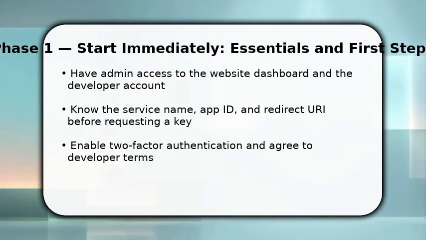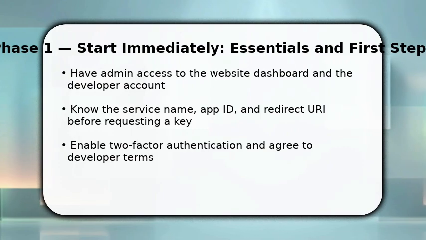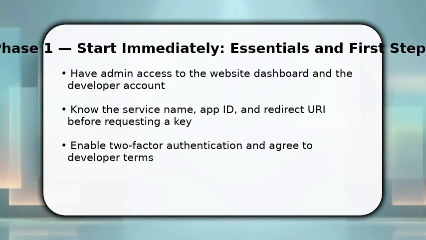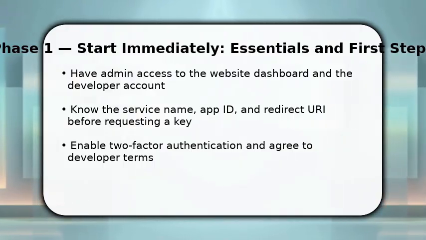Click Create New Project or Register Application. Provide a clear name, select permissions you need, and save. This starts the key issuance process. Don't skip accurate redirect URIs, or the request will fail later.